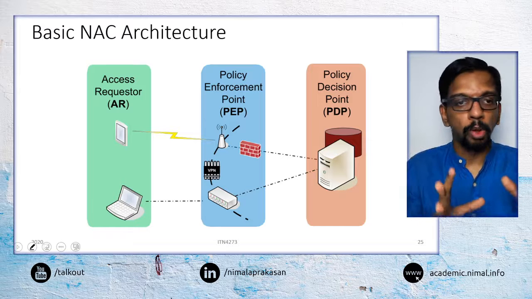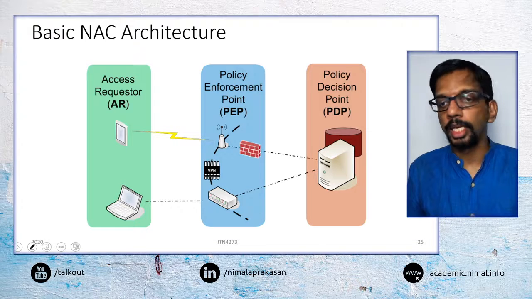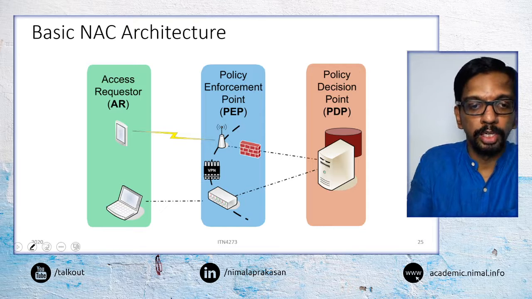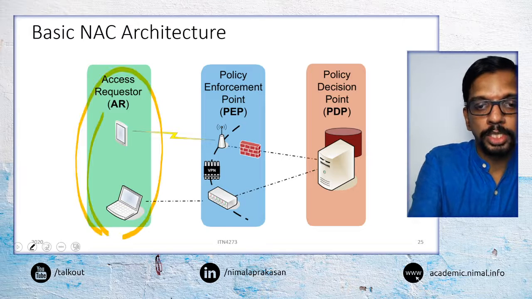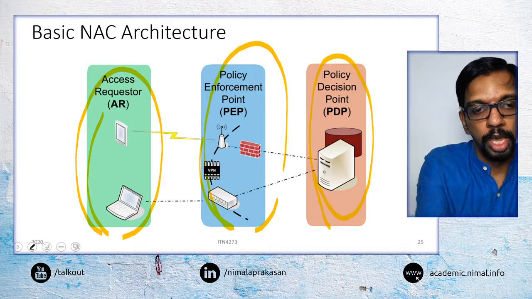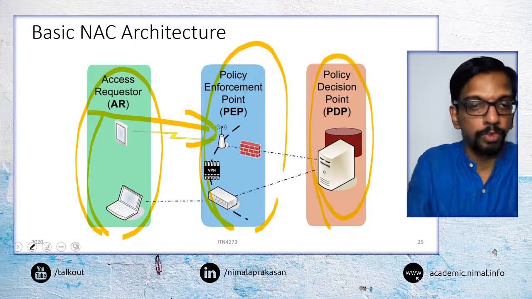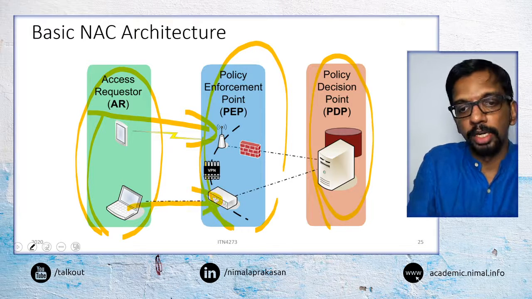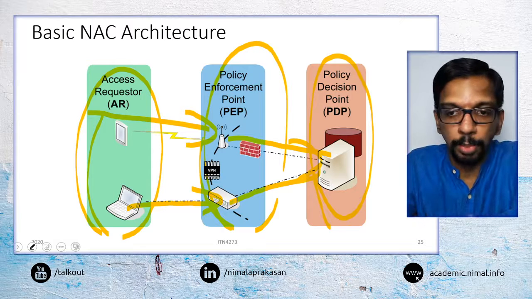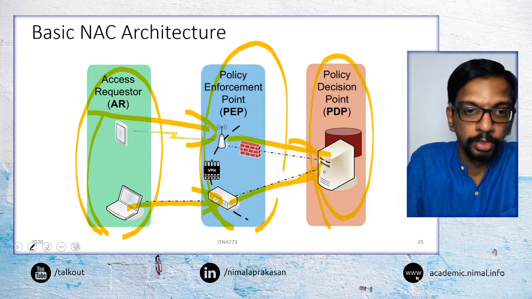So when we think about the basic network architecture that we discussed so far, the three main components, as we identified, are the access requesters, the policy enforcement points, and the policy decision points. So the access requester would make a request to the gateway devices, and then they may go to the back end and seek the policy decision.